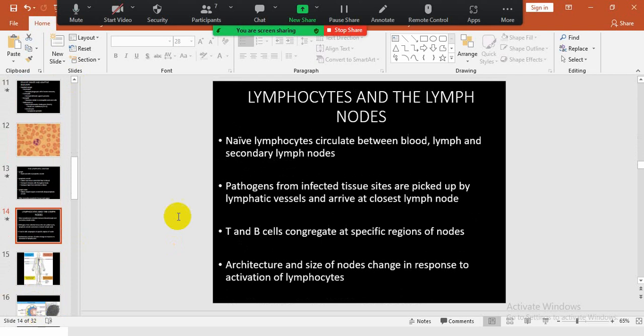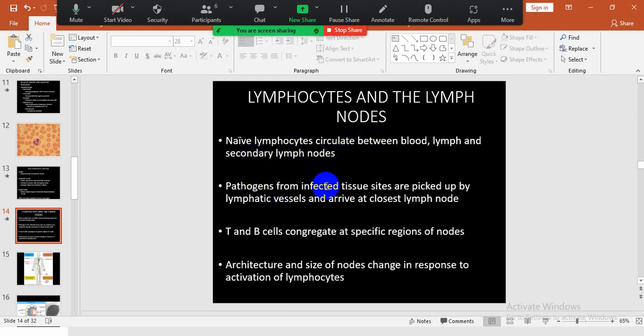Okay. So the lymph nodes are the place where naive lymphocytes circulate between blood, lymph, and secondary lymph nodes. Naive means that they are new lymphocytes. They are virgin lymphocytes. They don't know any man. They haven't had sex before. So they are virgin lymphocytes. They have not been stimulated or activated. So they are most of the time stored in secondary lymph nodes.